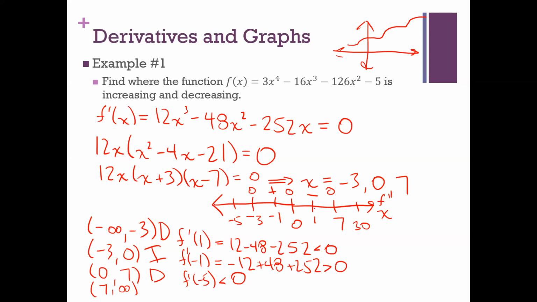And finally, f prime of 30. By the same token, I can make my numbers as large as I want, which means the only thing that's going to matter is the first term. That's going to be positive. So this one behaves as you'd expect. We found the zeros, and you get this alternation: decrease, increase, decrease, increase.